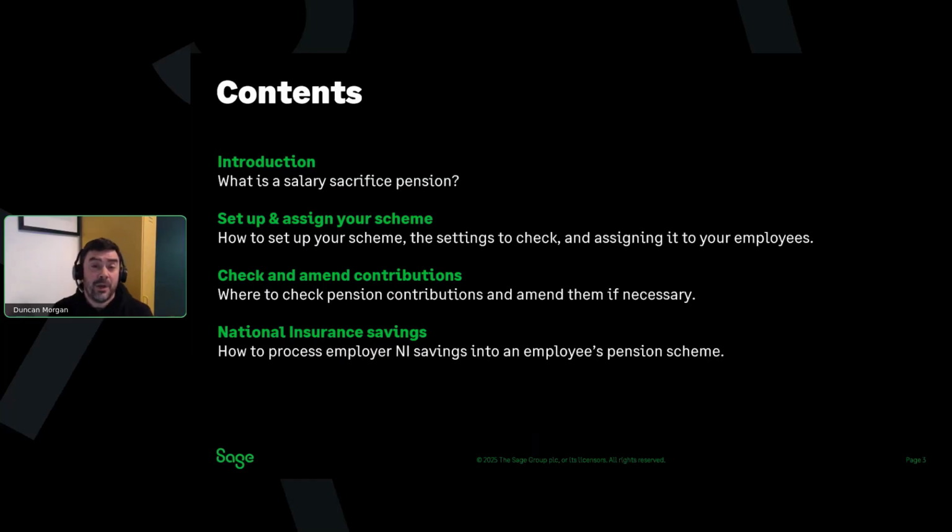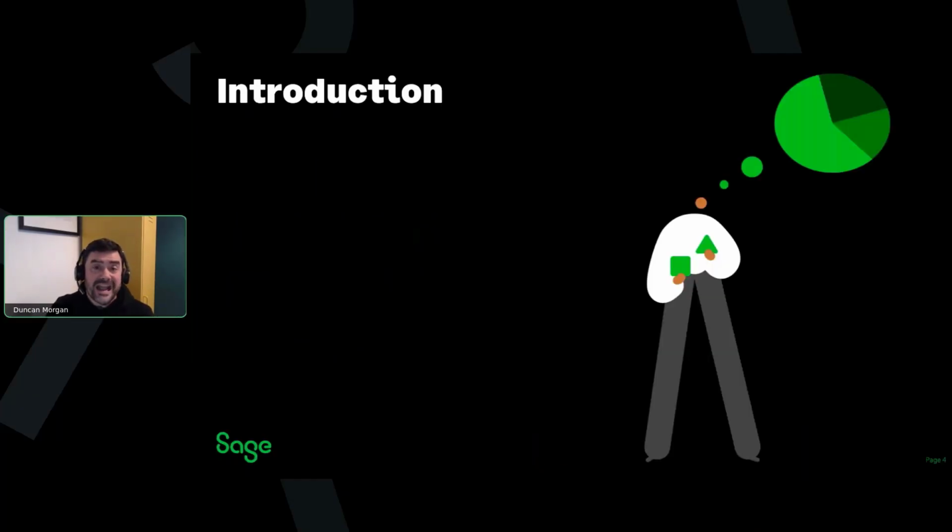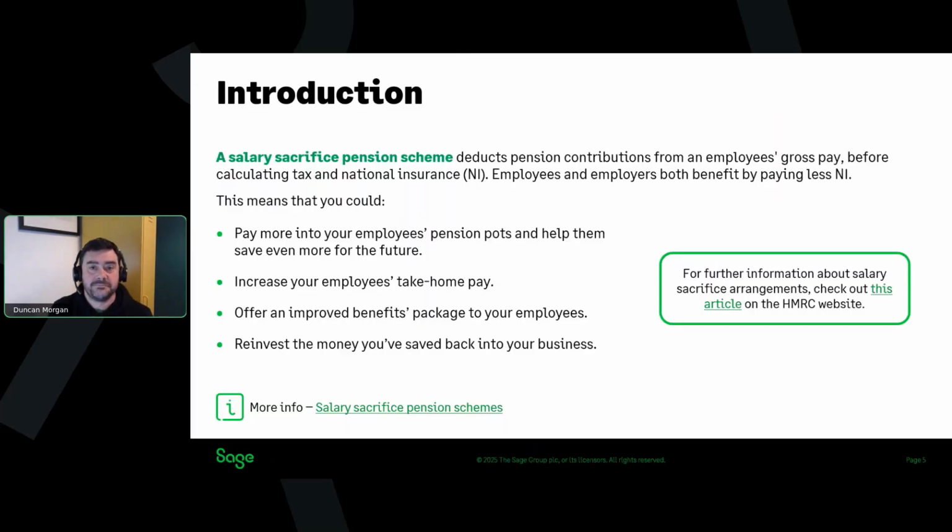We'll then take a look at where to check and amend pension contributions for these types of scheme, as it does work slightly differently to a non-salary sacrifice pension. And we're going to finish with a relatively new feature, which can automatically calculate employer NI savings and add that to the employer contribution. So we'll show you how that works and how to set it up. So that's what we've got lined up for you. And we'll get straight on to our introduction to salary sacrifice pension schemes.